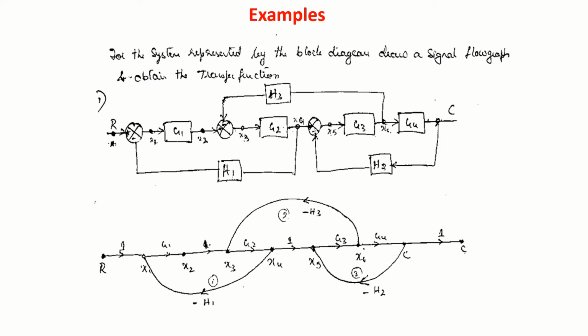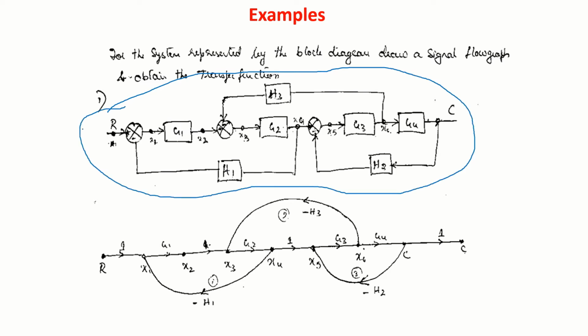Sometimes you will have a block diagram. If you find reducing the block diagram quite difficult, instead of that, you can draw the signal flow graph and find the transfer function. So this is the block diagram given. See R1, X1, X2, X3, X4, X5, X6, C, like this you can mark. Then R2, X1, X1 to X2, X2 to X3, X3 to X4, X4 to X5, X5 to X6, X6 to C.